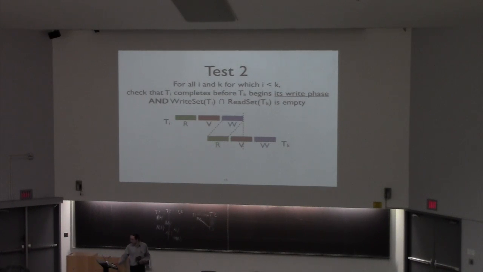Okay. So these two conditions help by testing for read-after-write conflicts. And what is this first condition, namely that Ti completes before transaction Tk begins its write phase? What does that get us? What kind of conflicts are we preventing? Right. So we're making sure that transaction Ti doesn't overwrite any of transaction Tk's values, because there's no overlap between the write phases. Great.